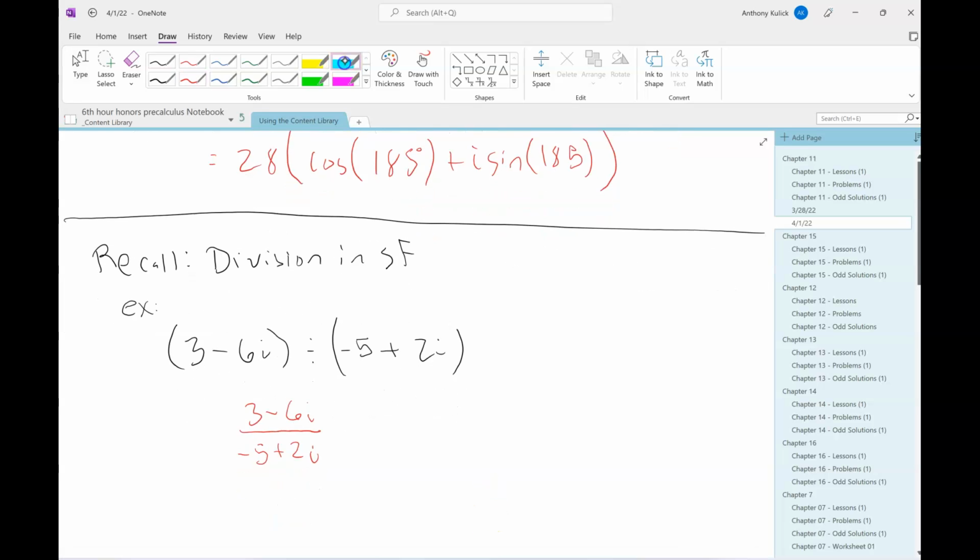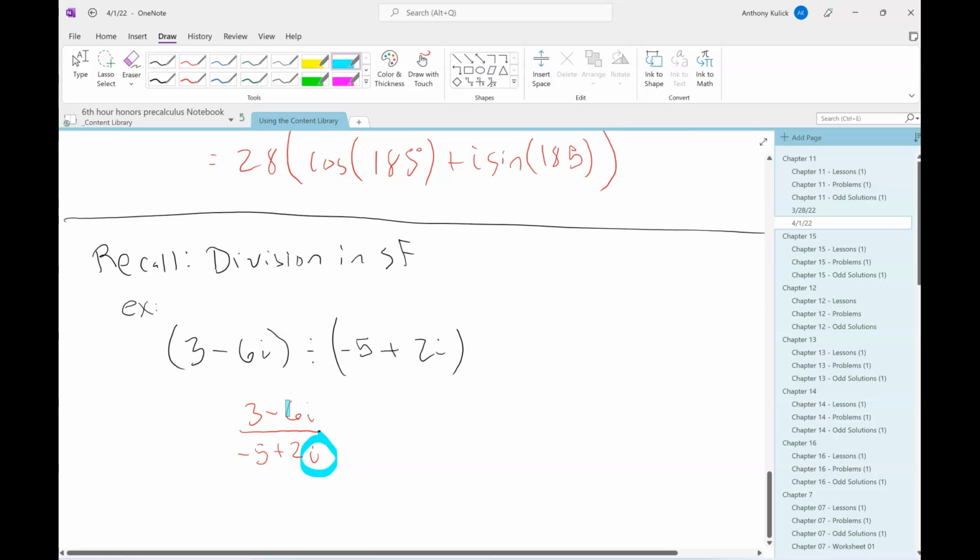So the issue here is that I have i's in the denominator, right? For me to complete the division, I need to get a standard form complex number back. So I can't have any i's in the denominator of my fractions. I's in the numerator, fine. Denominator, no. So to finish the division, what I really need to do is get the i out of the denominator there. How do I do that?